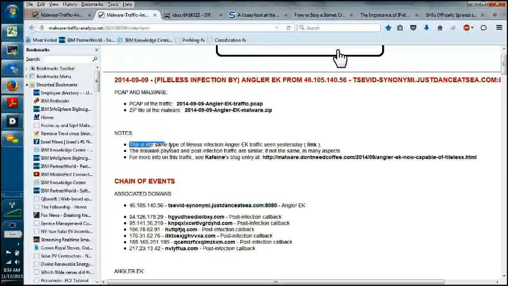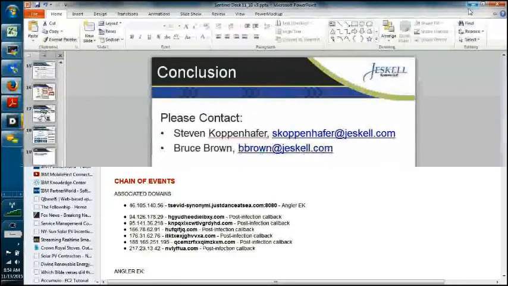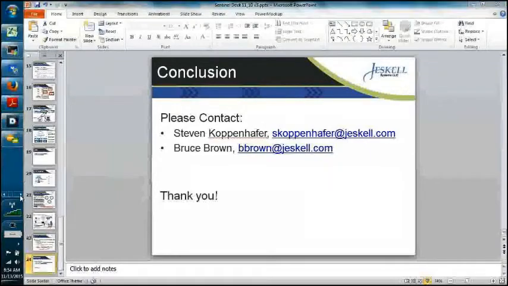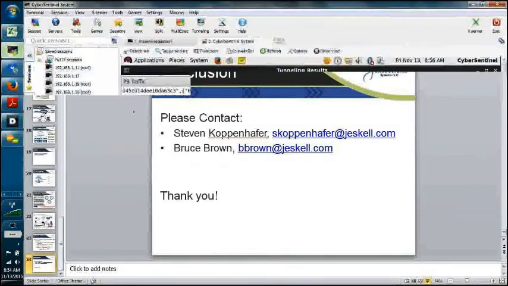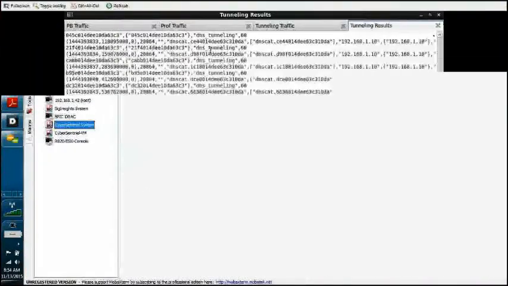Note here that this particular derivative of the Angler exploit is a fileless infection, meaning it's very difficult to detect by normal means. The malware that infects your system is planted in memory, very difficult to detect without a network malware detector, which is exactly what CyberSentinel does. So let's go over and take a look at the results here. Back to our CyberSentinel system.